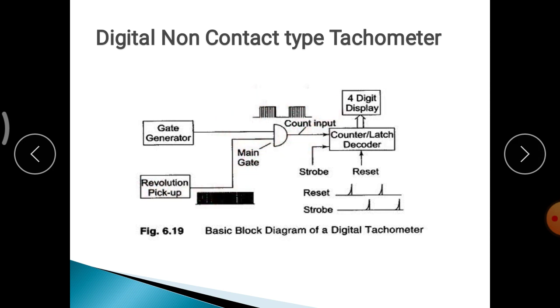Here, for a particular time period, how many revolutions there are is counted by the next section, the counter section. The gate allows that many pulses only for that time period, assume 1 minute. For 1 minute, the number of revolutions is passed by your gate and counted by the counter. So one revolution, one pulse, like that. For 1 minute, the revolutions per minute are counted by your counter and given to your display unit. So this is the working of the digital non-contact type tachometer.